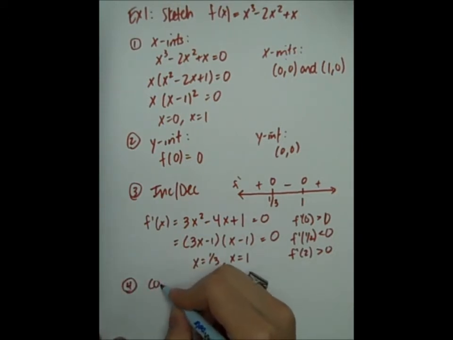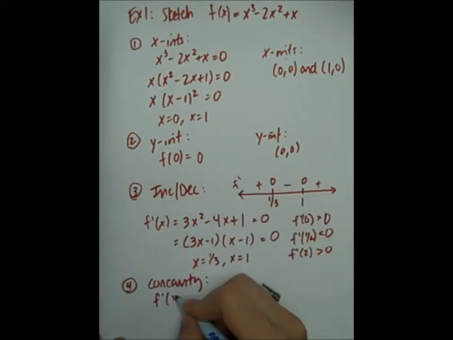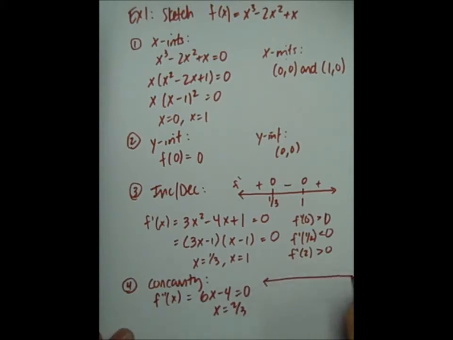Next, I'm going to look at concavity. Concavity is the second derivative. So that's going to be 6x minus 4. Set that equal to 0, and I get x is 2/3. So there's my second derivative line. Now I test something to the left of it, so I'll test 0. 6 times 0 is 0, minus 4 gives me something negative. And then something larger than it, how about 1? 6 times 1 is 6, minus 4 is positive.